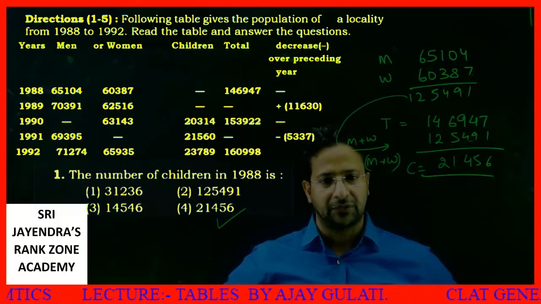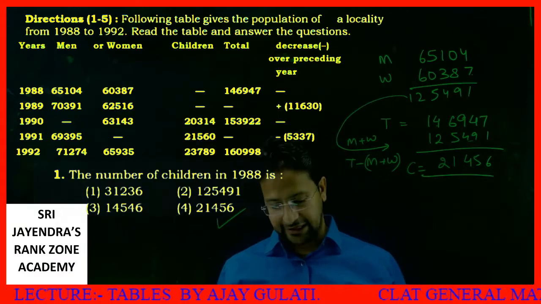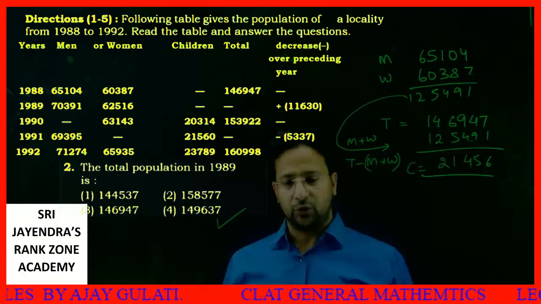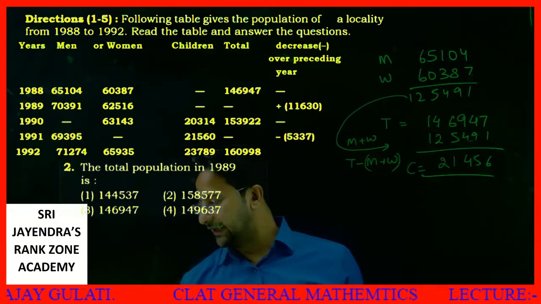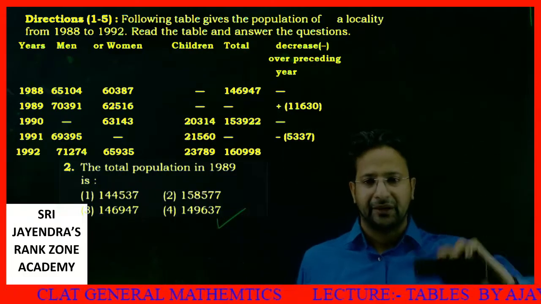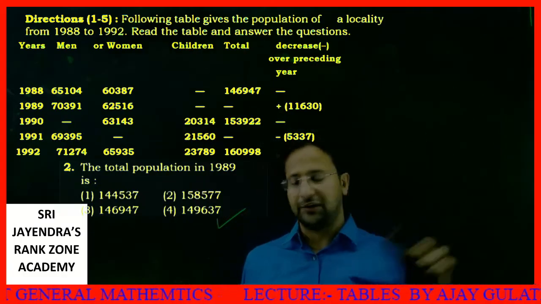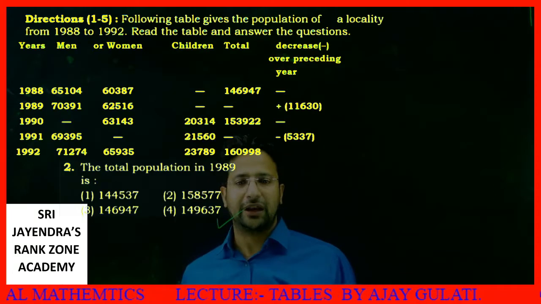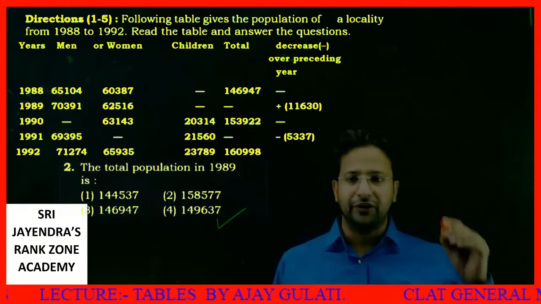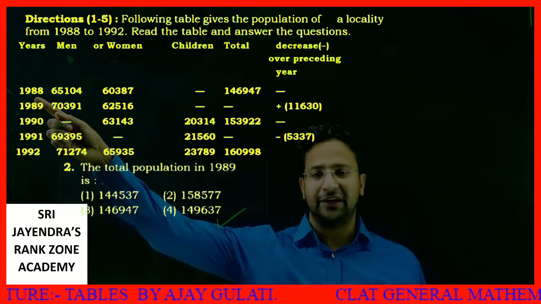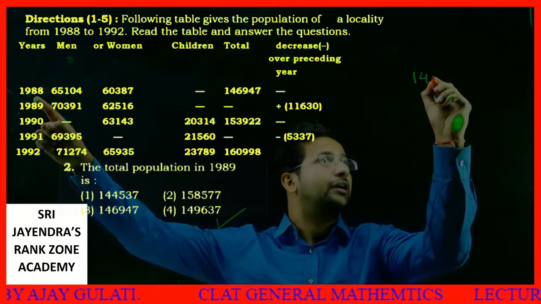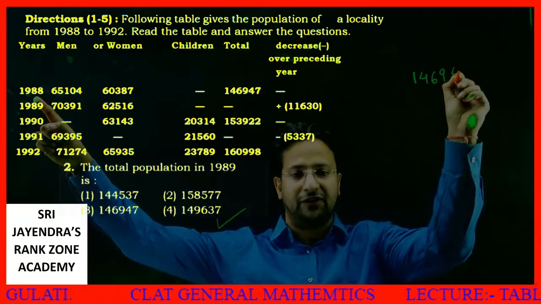Okay, students. Should I move to the next question? Definitely I will. The total population in 1989 is? We are asked about the total population. See, students, either you can add all the things or you can apply a small logic. The small logic is, we know the total population in 1988. I would have liked you to do it yourself. I should have given you time to do it.